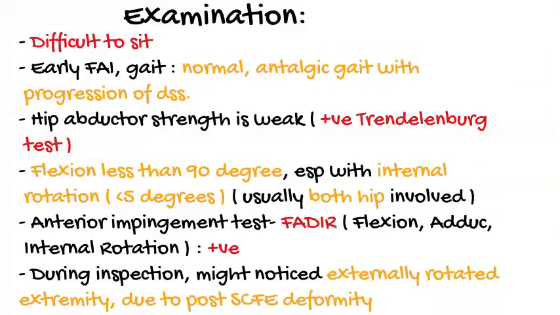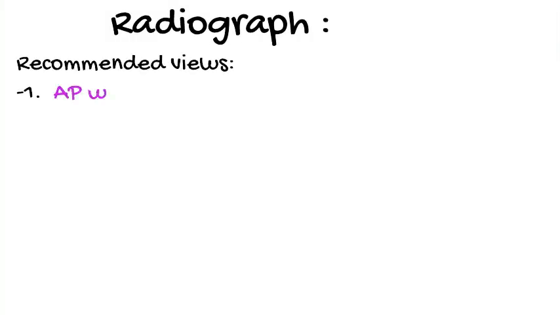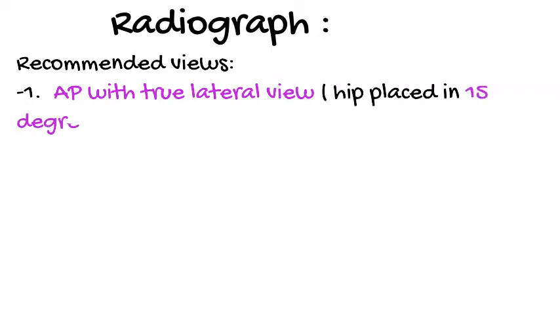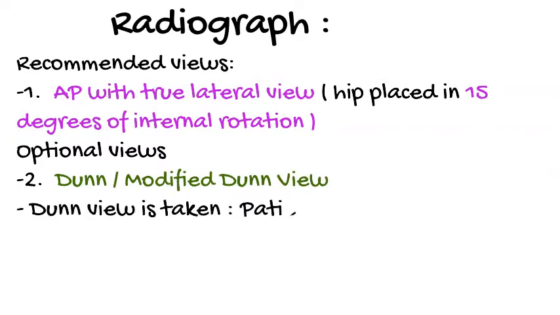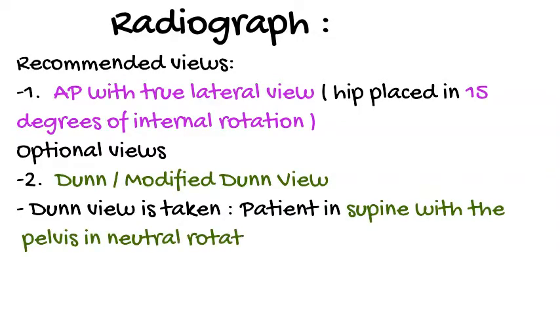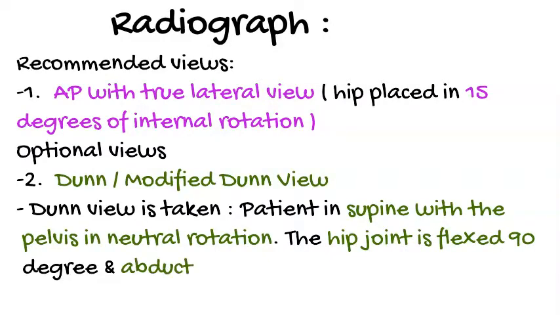The anterior impingement test, FADIR, flexion, adduction, and internal rotation, will be positive. During inspection, you might notice an externally rotated extremity due to the post-slipped capital femoral epiphysis deformity. For radiological investigation, the recommended views for radiograph include number 1, anteroposterior AP with true lateral. The hip is placed in 15 degrees of internal rotation.